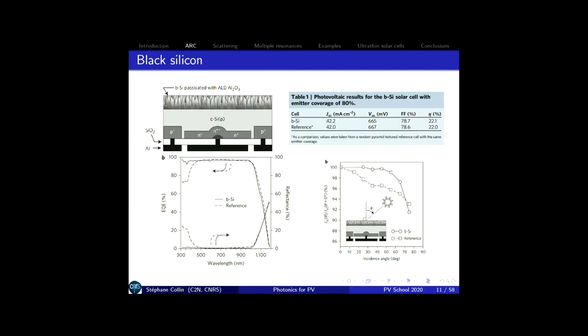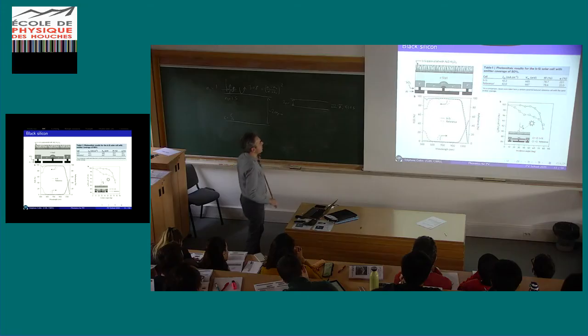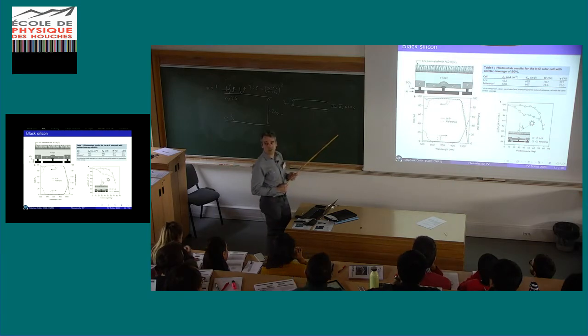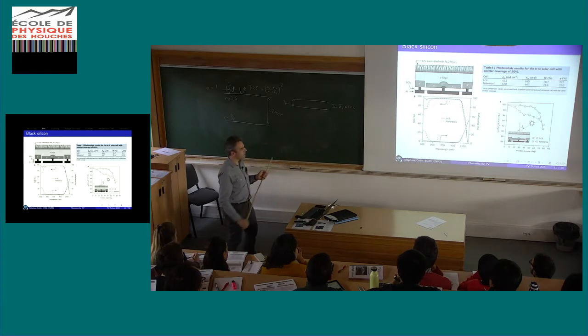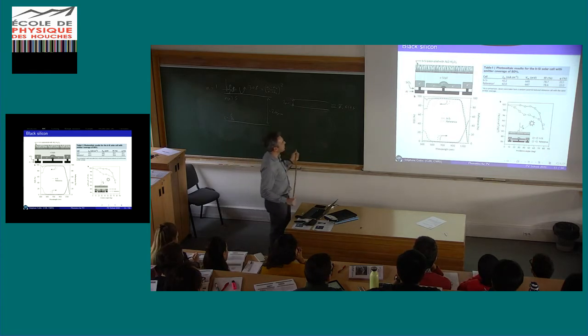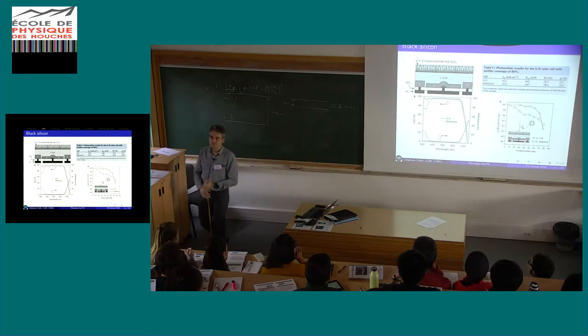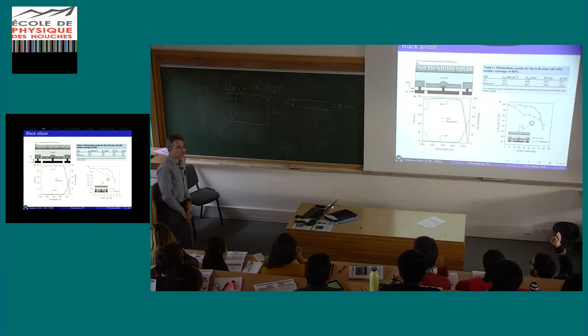And they fabricated solar cells. You can see what kind of solar cells you have here. Thank you, IBC, interdigitated back contact solar cells. What's the main issue with this strategy? What's the drawback?